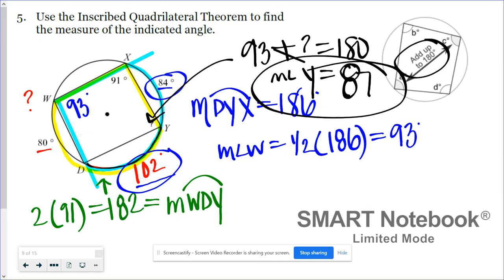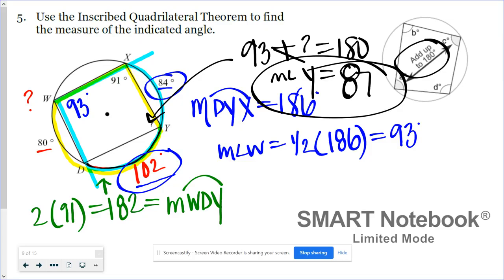So this problem had multiple steps in it. But honestly, if you're at a loss as to how to directly get to what they're asking you to find, just start finding measurements. Like angle X is 91. What does that mean? That means the measure of arc WDY is 182. What can I do with that? Just start finding measurements using the information that you're given, and eventually you'll come across information that's going to help you find exactly what you're trying to find.